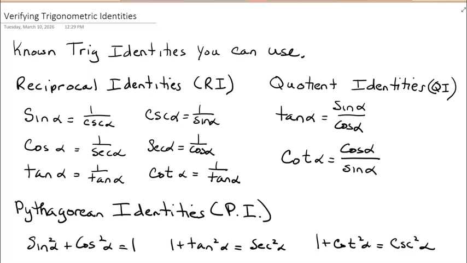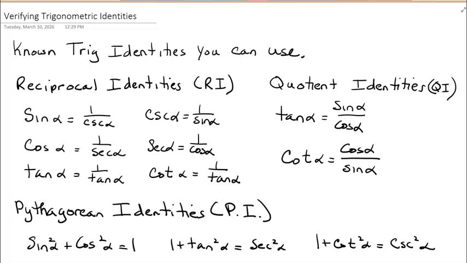So in this video, we are going to apply the identities that we have already gone over in chapter 4 and use them to verify some new trig identities. All right, to do that, we need a quick recap, and hopefully you already have these memorized.